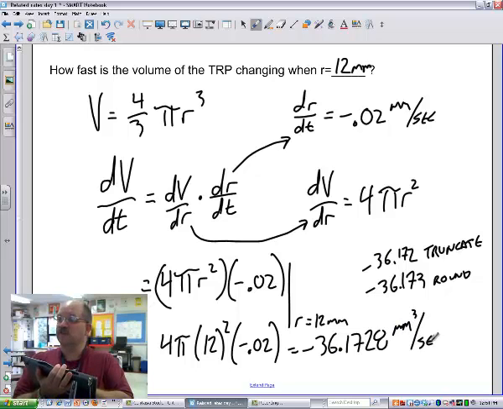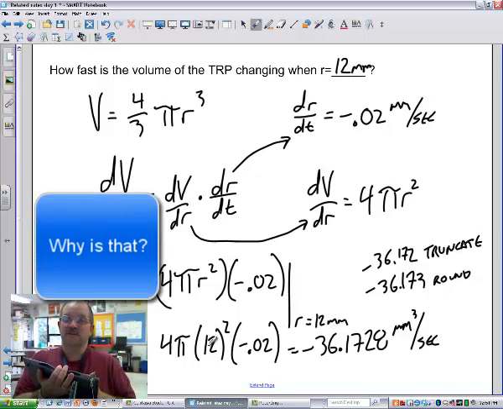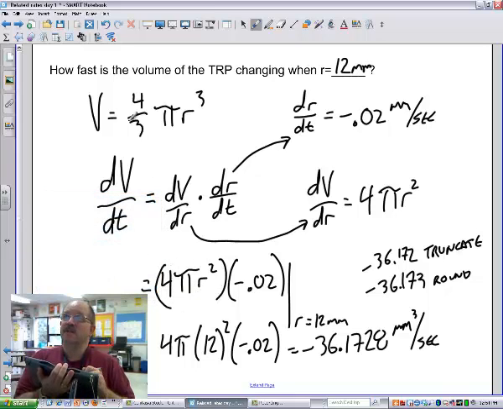So every second that you were sucking on the Tootsie Pop as a class, we were able to remove 36 cubic millimeters of Tootsie Pop material, at least at this particular time when the radius was 12 millimeters. When the radius was bigger, we would get a larger number. When the radius is smaller, you get a smaller number because it's just about the surface area of the Tootsie Pop. So this is called related rates: the rate of change of volume is related to the rate of change of radius. Thus related rates, because the two rates are related.